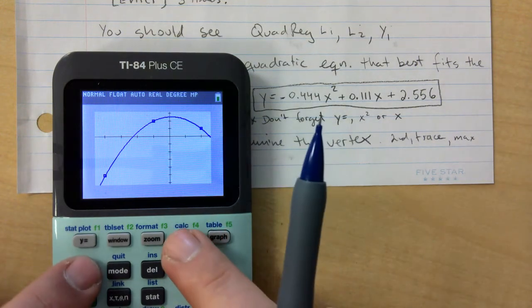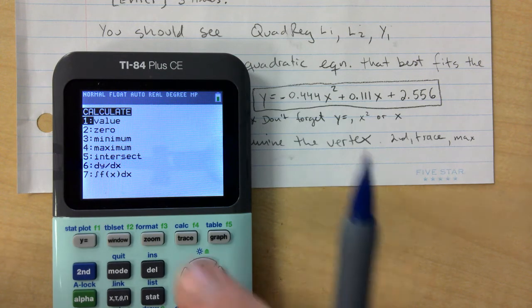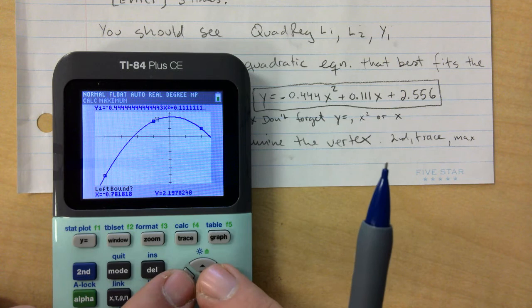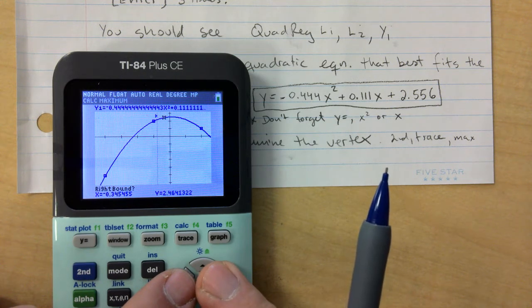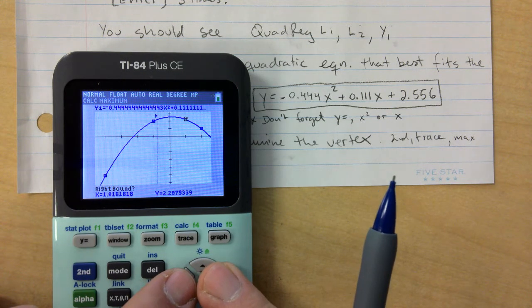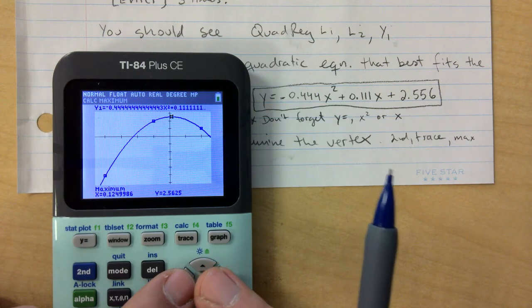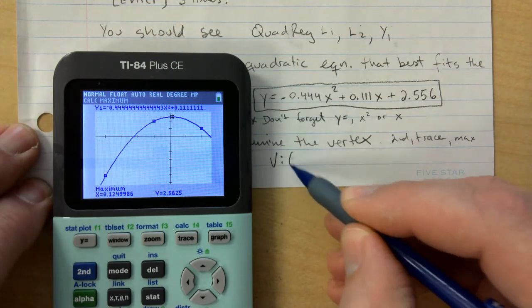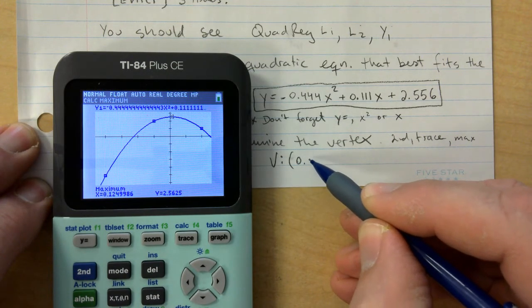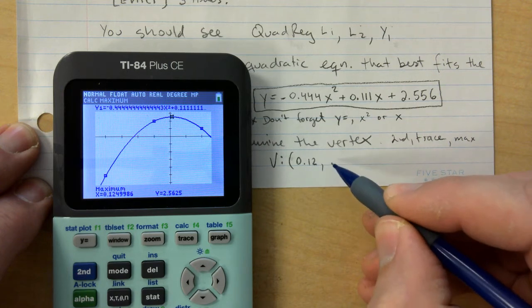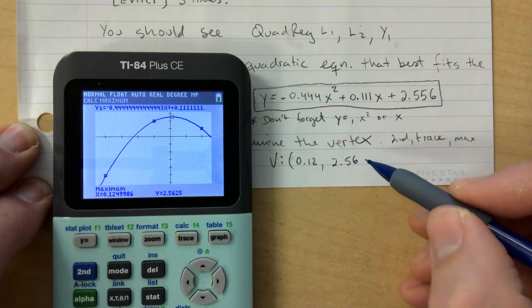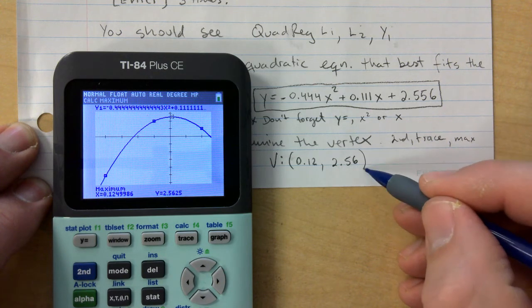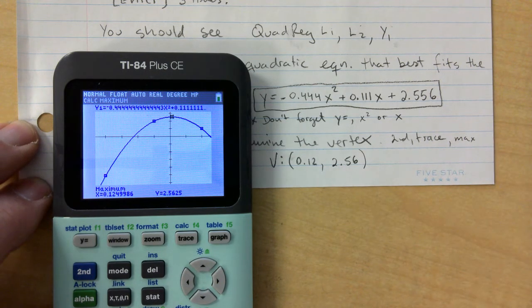So what's the vertex? Let's find out. Second trace max, right? Fourth option. The same as before. You hit enter to the left of the vertex. You hit enter to the right. Enter again. And there's your max, right? So the vertex is 0.12, 2.56. Wait, it's 0.12, right? Yeah. 2.56. So you found the vertex.